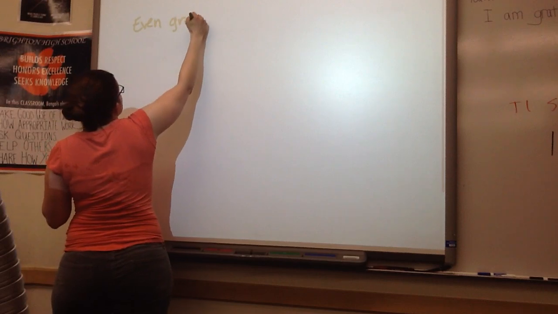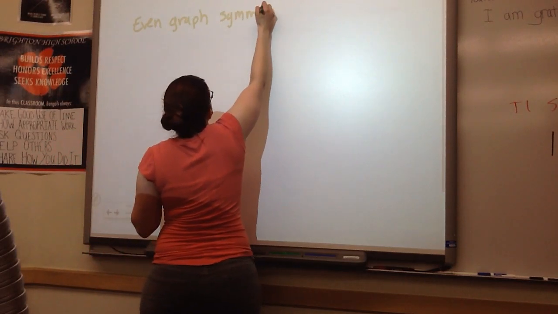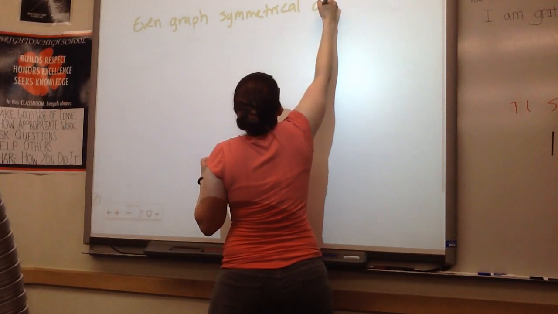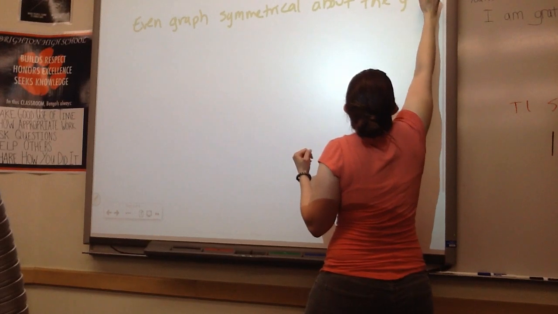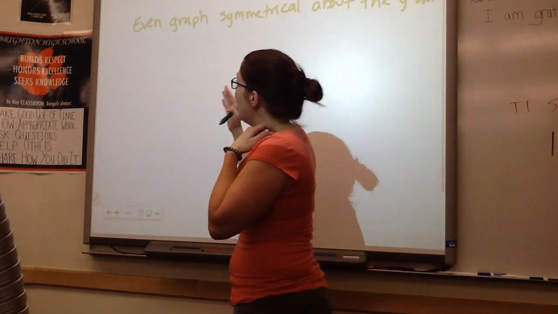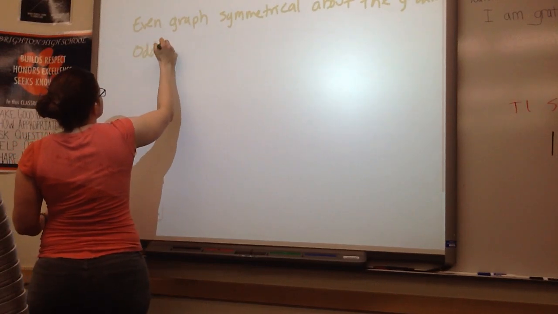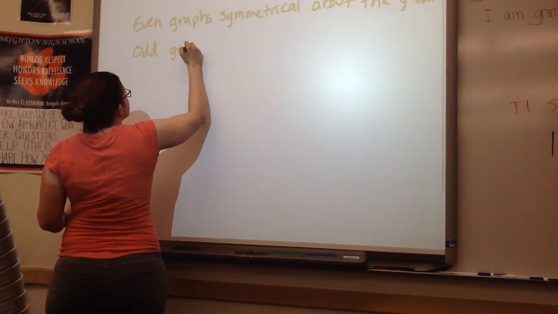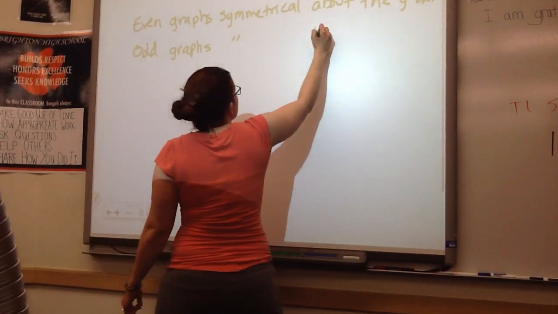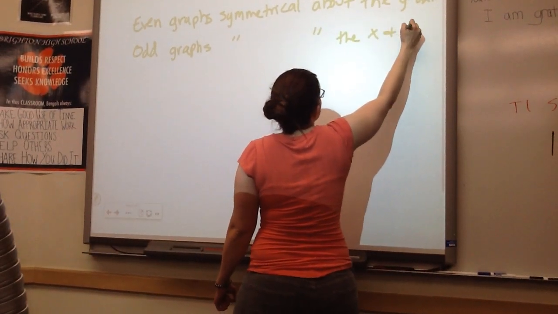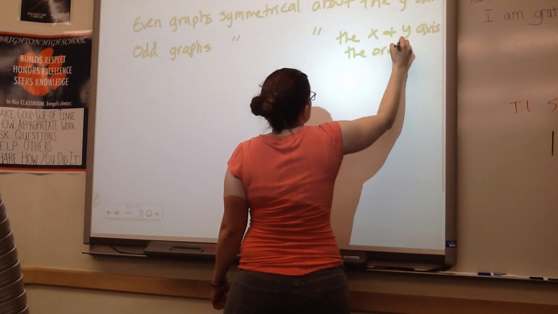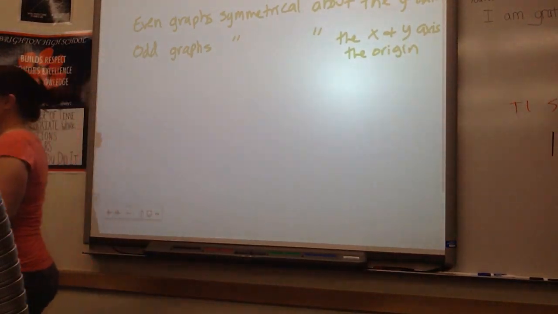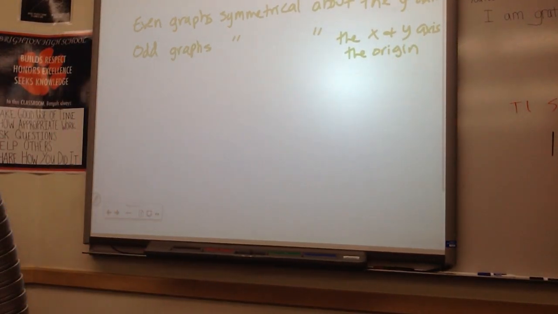even graphs are symmetrical about the y-axis. Odd graphs are symmetrical about the x and y-axis, which we call the origin. So it's symmetrical about the origin. So basically, if you were to fold in half both directions, then you would get the same thing.